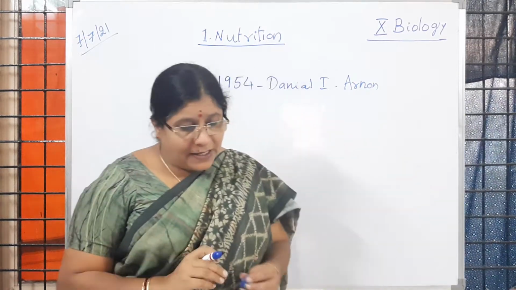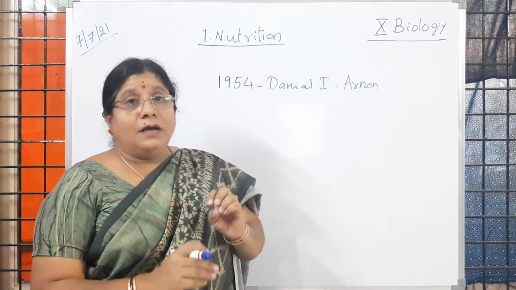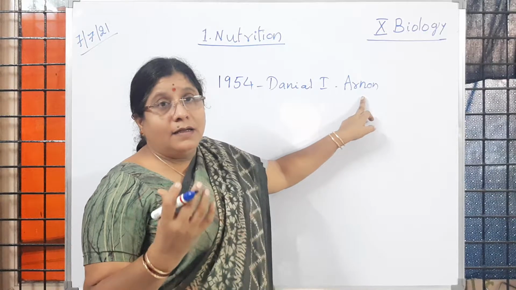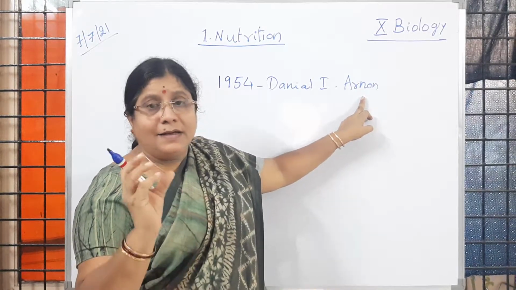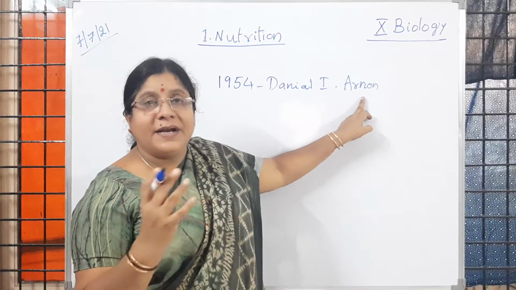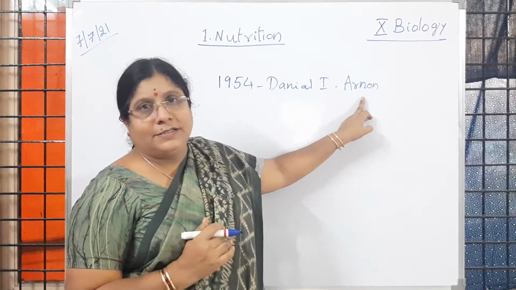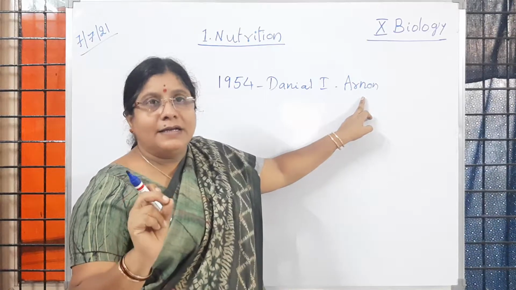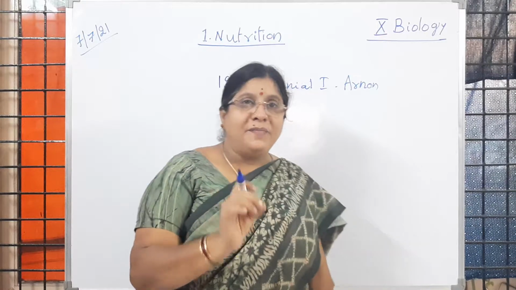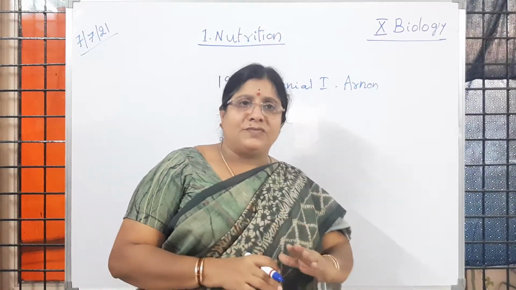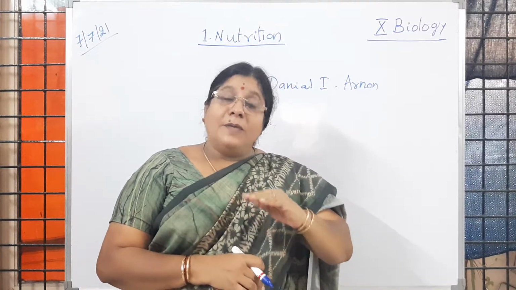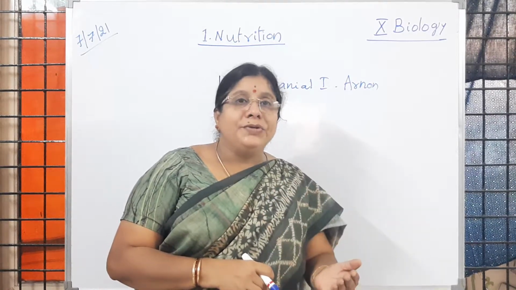So who is that scientist, children? Daniel Arnon broke the plant cell and isolated, or separated, the chloroplast. Only one cell organelle he studied. What is that cell organelle? The chloroplast. The internal structure of the chloroplast was completely studied, apart from how the process of photosynthesis happens.